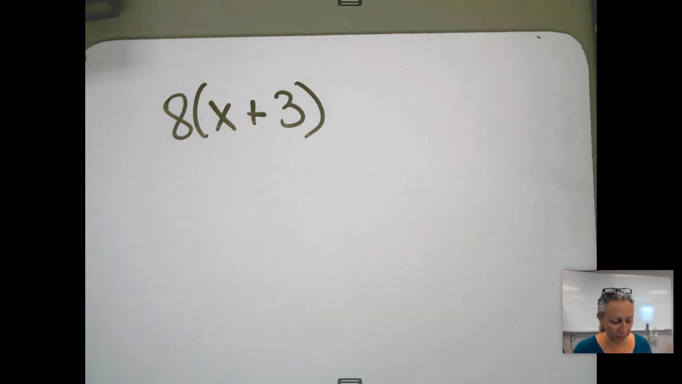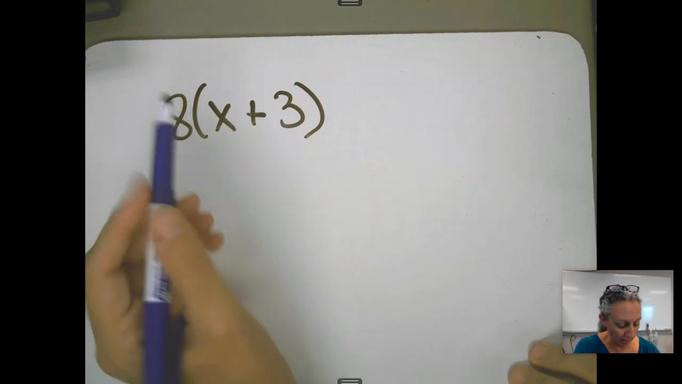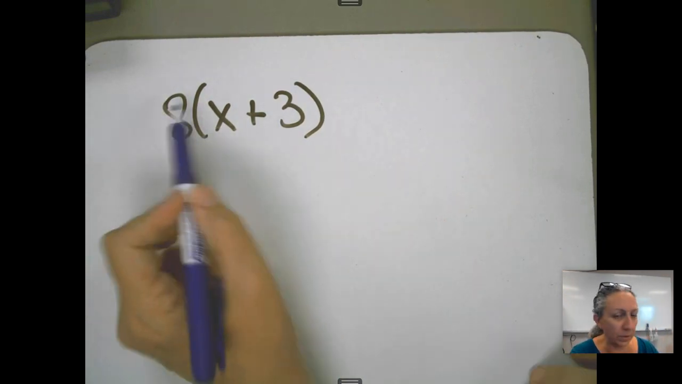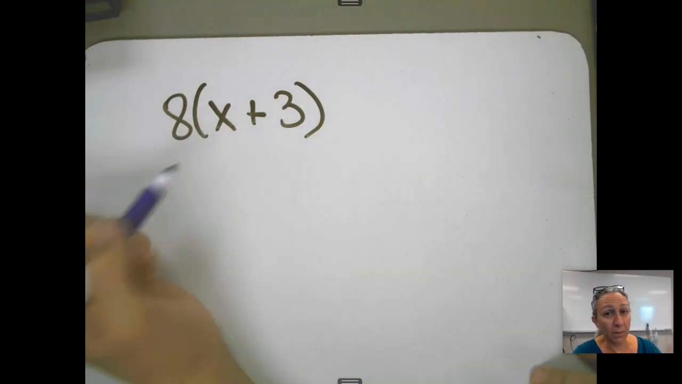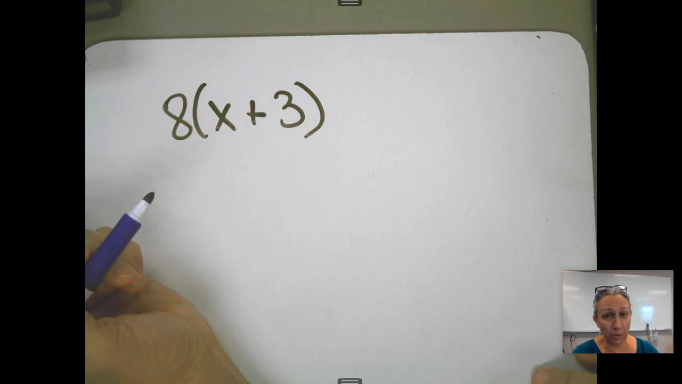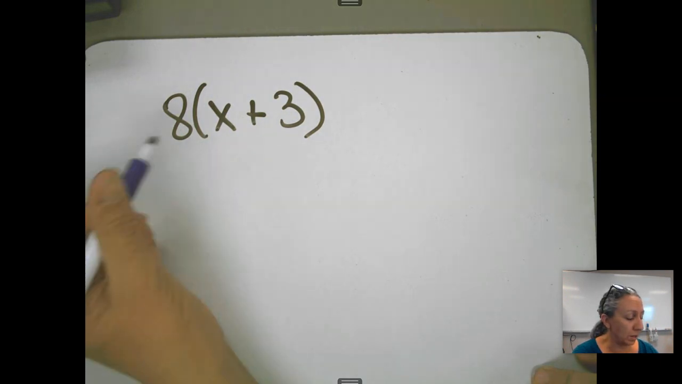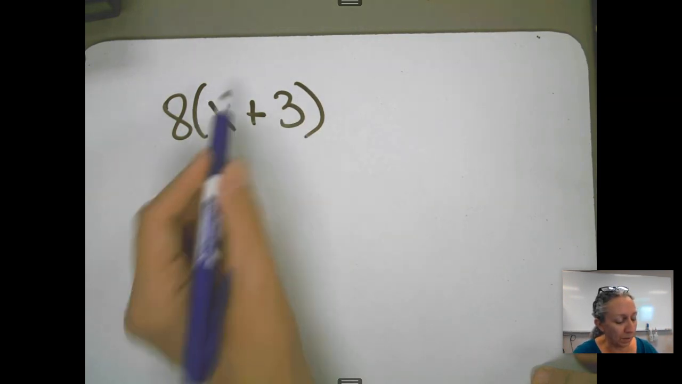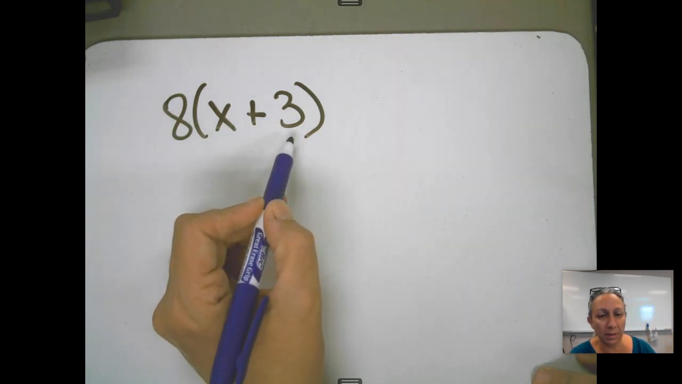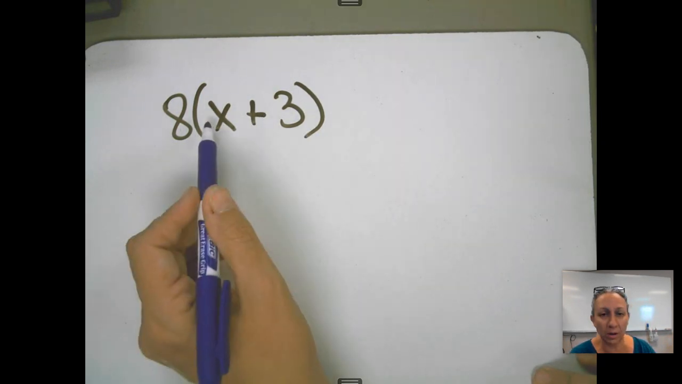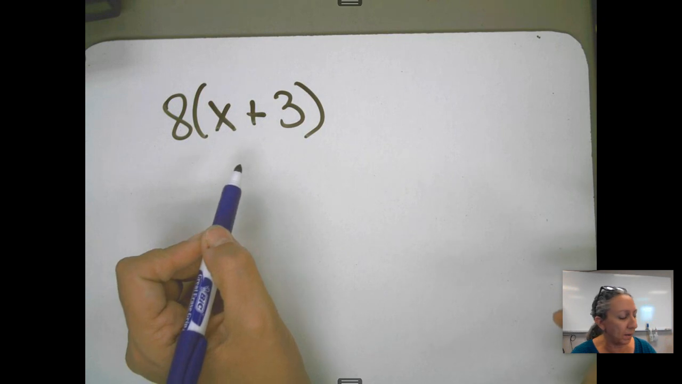Hi there. Okay, we're going to go over the second half of the assessment, the first few questions. They asked us here to distribute. So normally if I'm doing parentheses first, PEMDAS, order of operations, I would do what's inside here first. But these cannot be combined, like we said in the last video, any more than they already are. X plus 3 cannot be simplified.